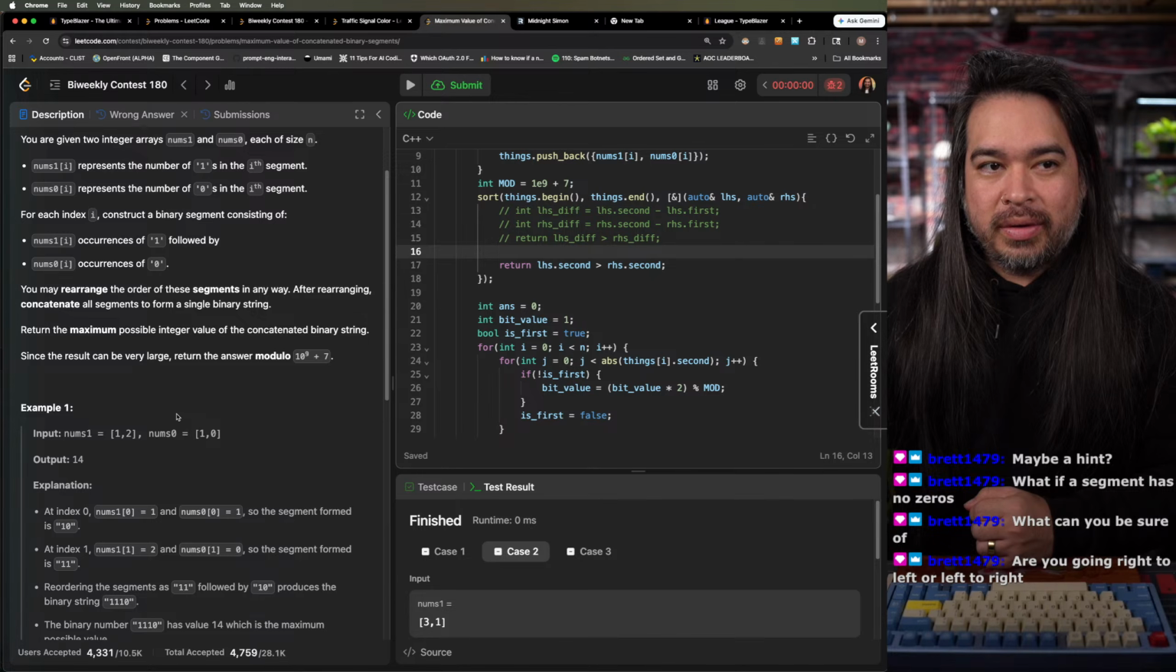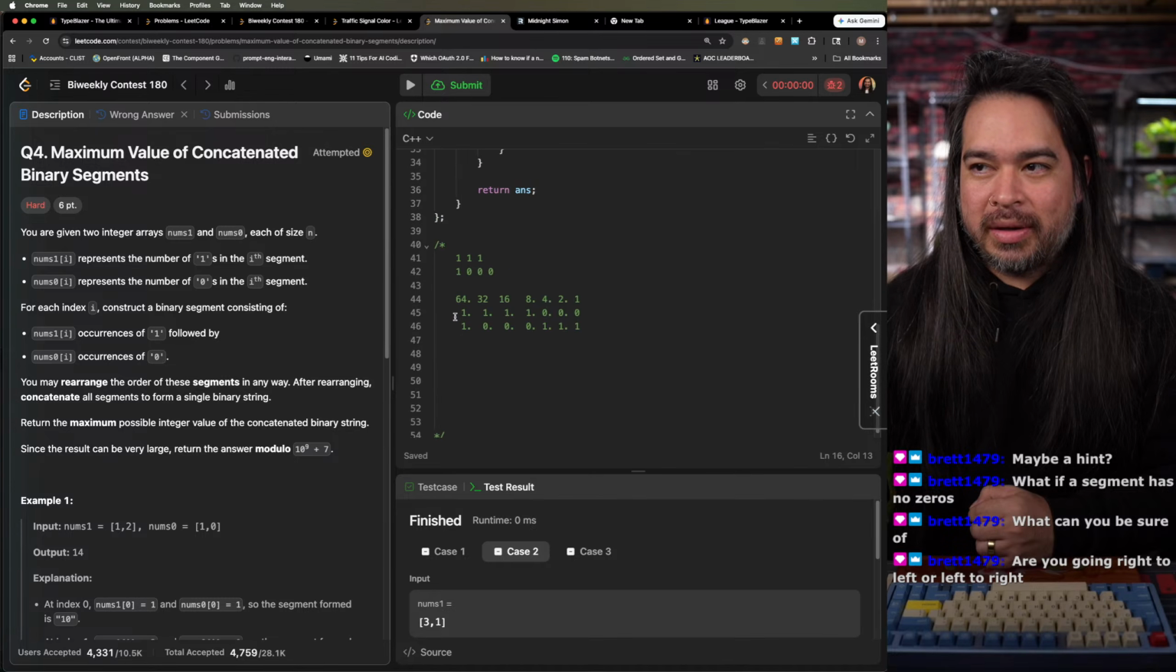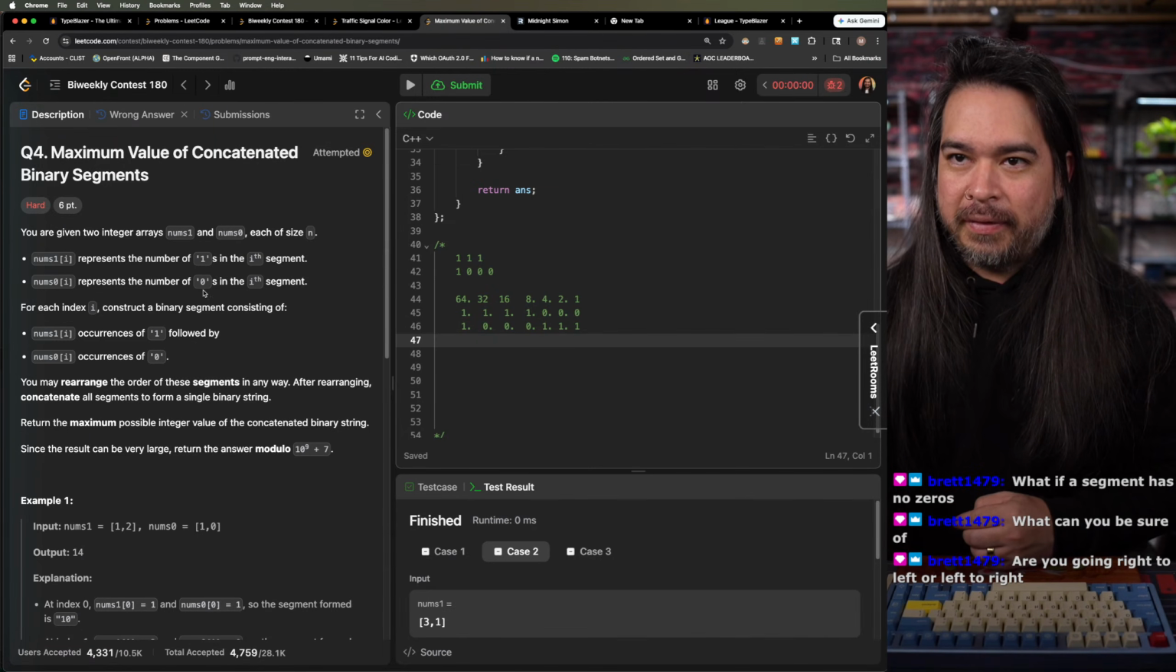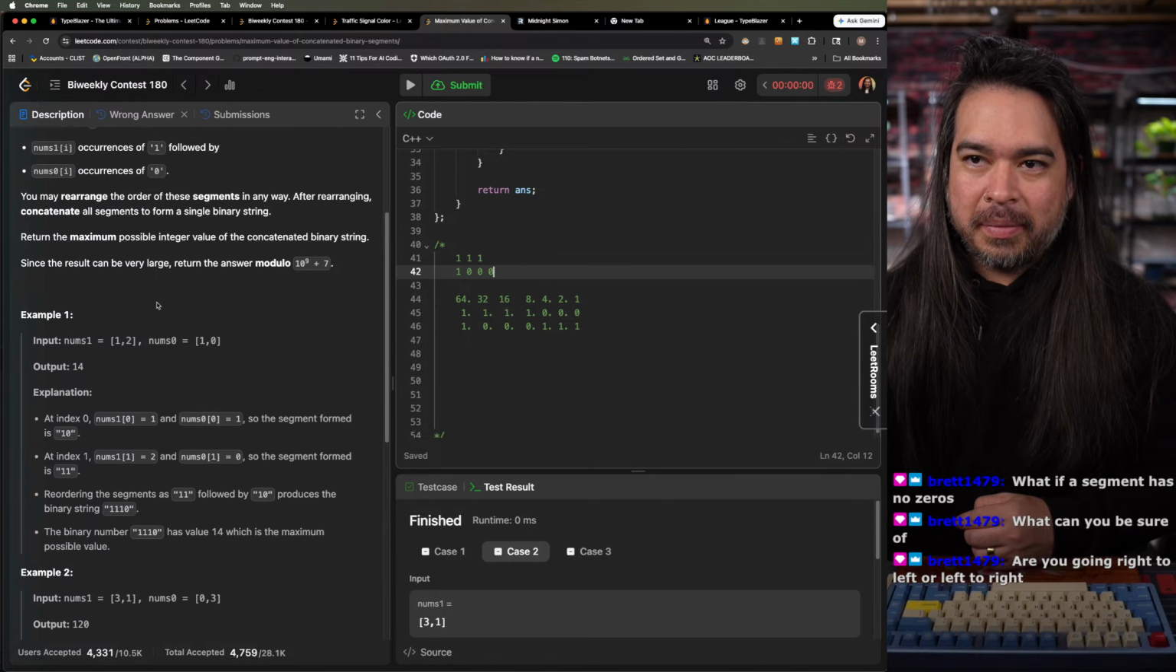Are you going right to left or left to right? Most significant bit to the left, least significant bit to the right. I visualize it just like how I write them out here, just like regular binary. So if a segment has no zeros, I want it as far left as possible. I think. It seems right.